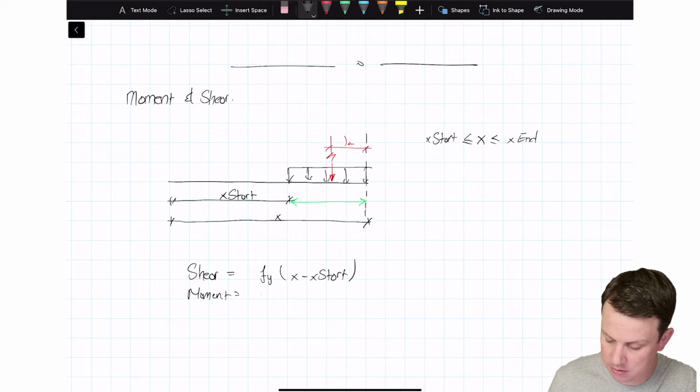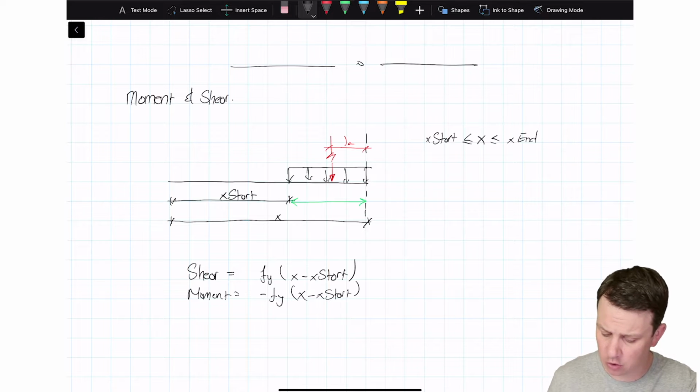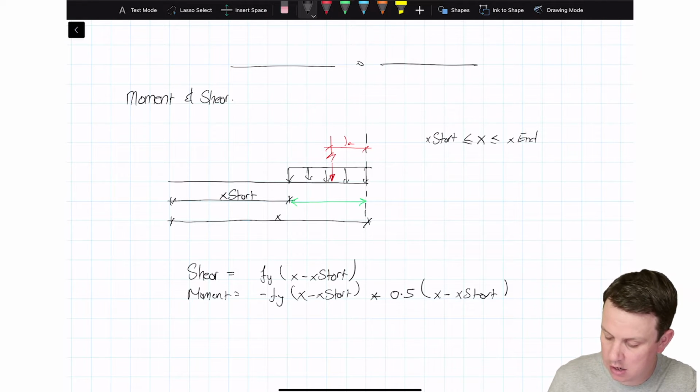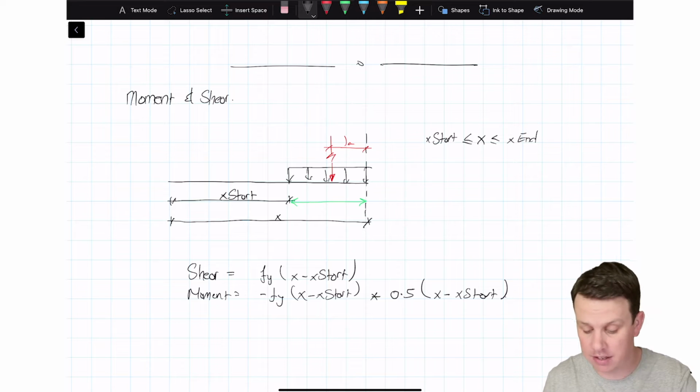And then the moment is simply going to be a minus this time. So it's going to be the actual load, same as the shear, x minus x start times Fy, times the lever arm. And what's the lever arm? Well, the lever arm is just half of the distance over which the UDL acts, because obviously it's a uniformly distributed load, and therefore the resultant acts halfway along. So in this case, the lever arm is going to be half of x minus x start. All right, so that's essentially our equation for our shear and moment in the scenario where we're making our cut somewhere between the start and the end of the distributed load.